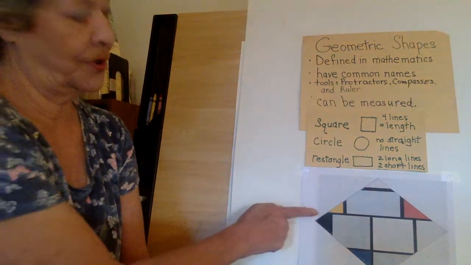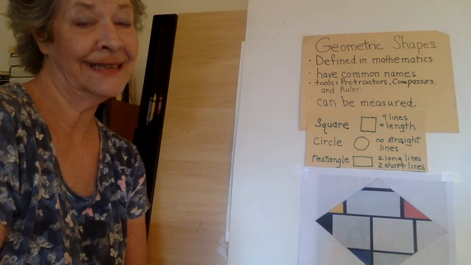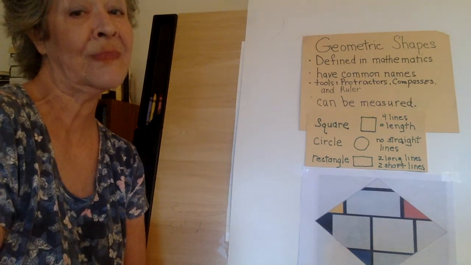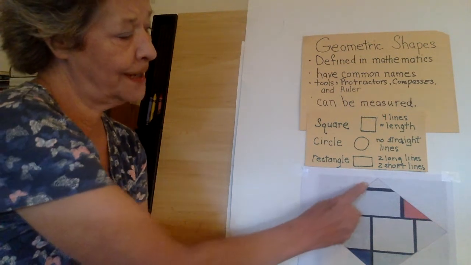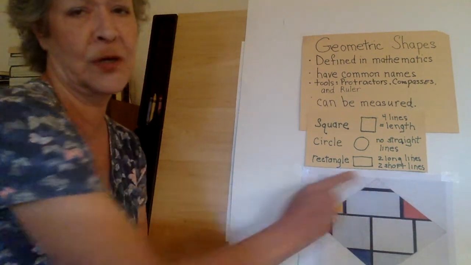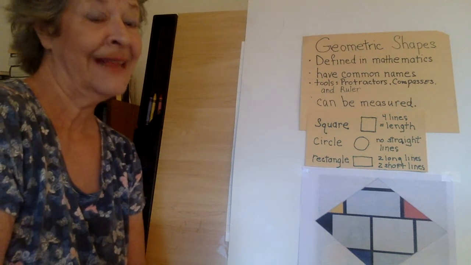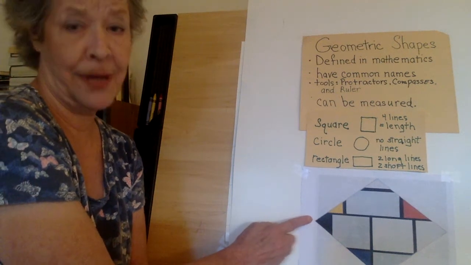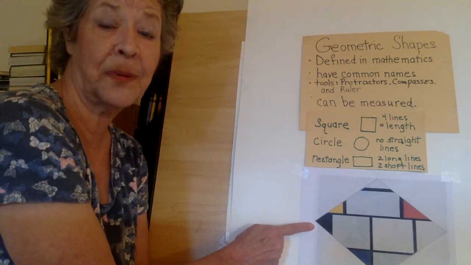Look at this picture here. What shapes do you see? Think about it. Oh, I think I heard somebody say, I think I see a rhombus here. A diamond shape? That might also be a parallelogram. I'm not sure. We'll have to explore that.